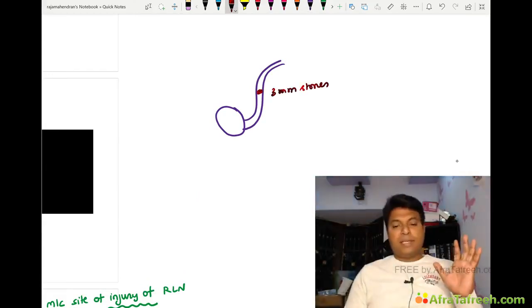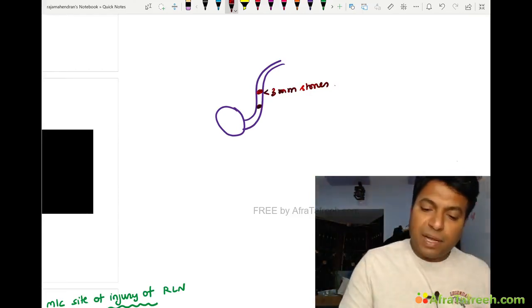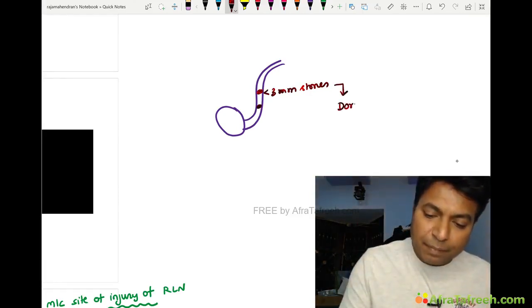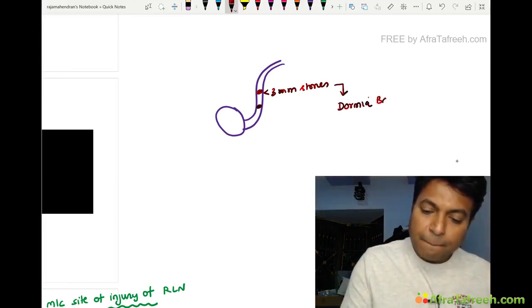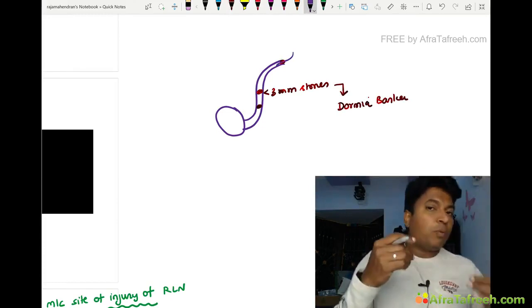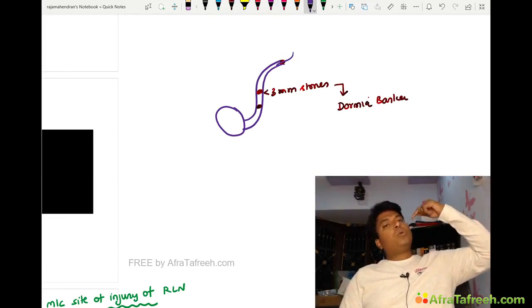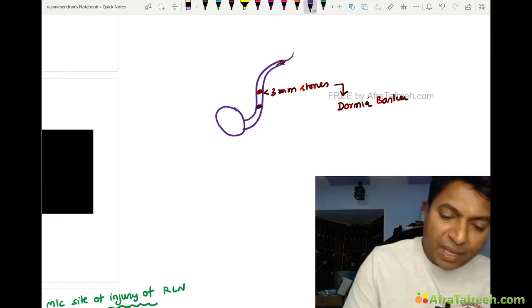3 mm stones in the duct. Less than 3 mm stones in the duct can be removed by Dormia basket by entering through the submandibular duct. I hope you know where the submandibular duct is. That is nothing but Wharton's duct. You just lift the tongue, you can see the duct there. Through that you cannulate a small scope and you can push a Dormia basket and remove the stone.